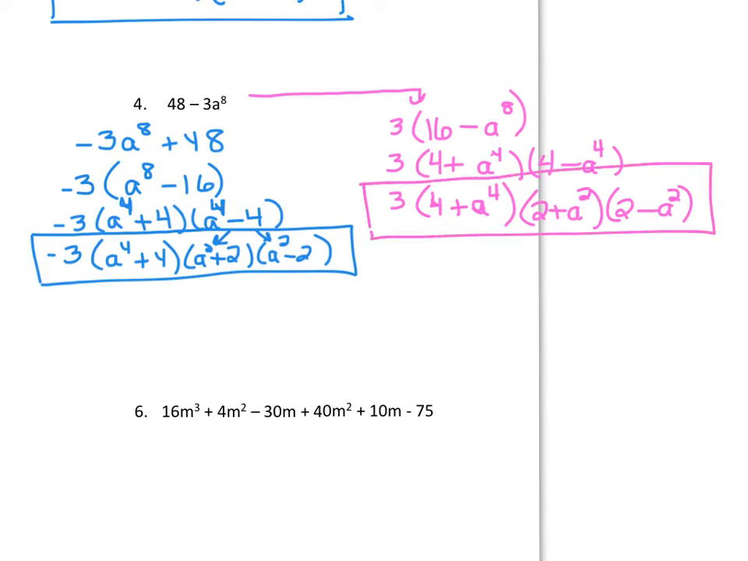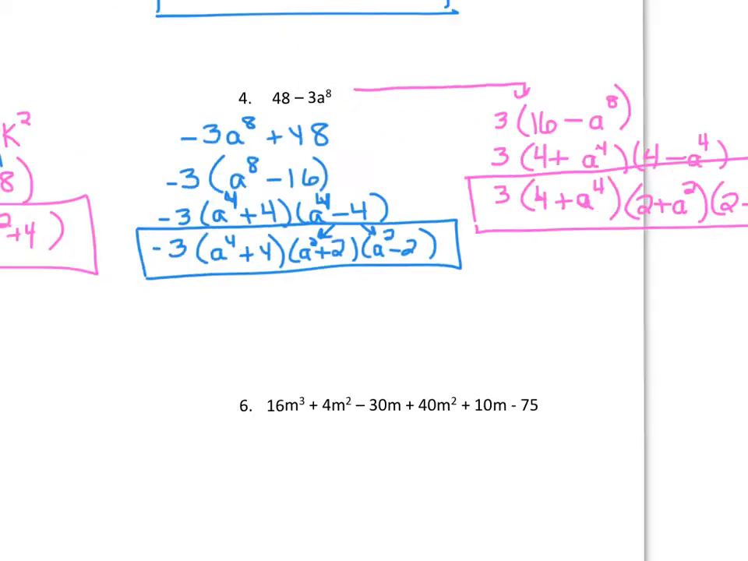I know these answers look different because this has a positive 3 factored out and this has a negative 3, and these are kind of like in reverse order as these. But if you were to multiply everything out, these 2 expressions are equivalent, so either answer is acceptable. Okay, so let's take a look at number 5.